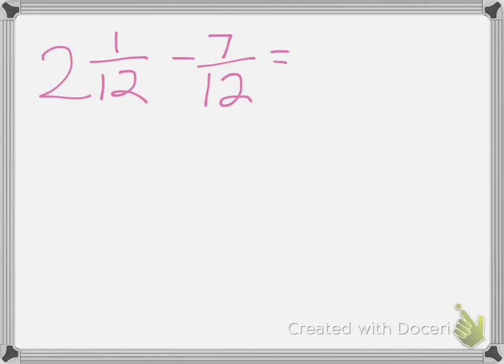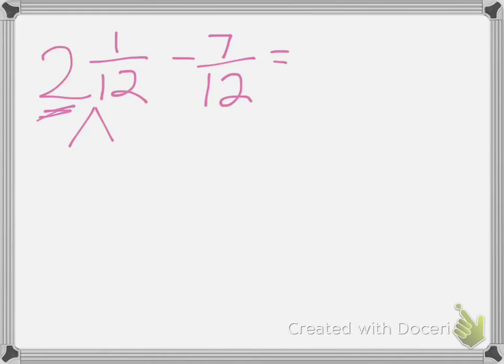1 take away 7. If I have 1 puppy, can I take 7 away? Well, definitely not. So that doesn't work out. I can still do the subtraction problem because 2 and 1/12 is way more than 7/12. So I can still subtract 7/12 from this, but I'm going to have to do a little work. So I don't usually like to use this word, but basically what I'm doing is I'm going to borrow from my 2 wholes. So I'm going to go ahead and do a number bond here.